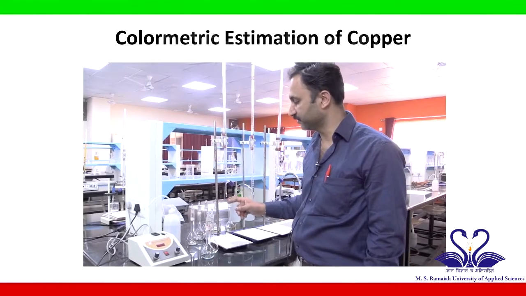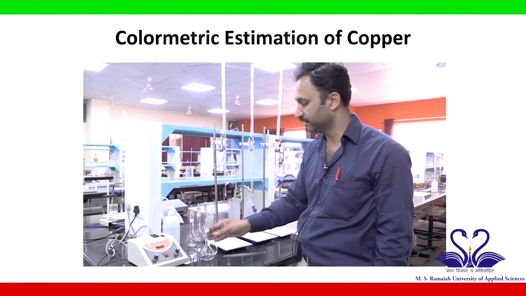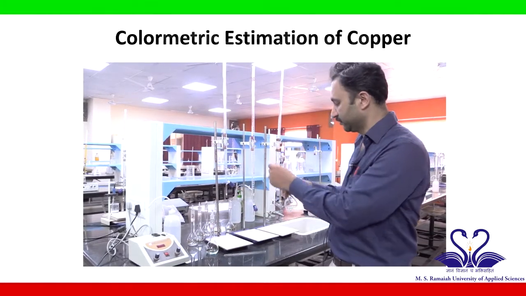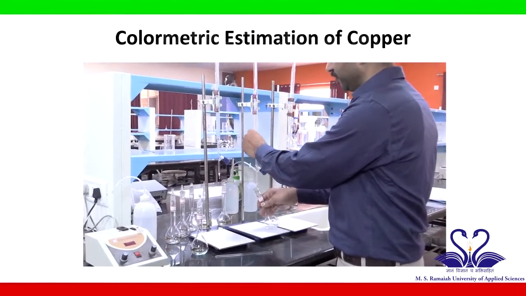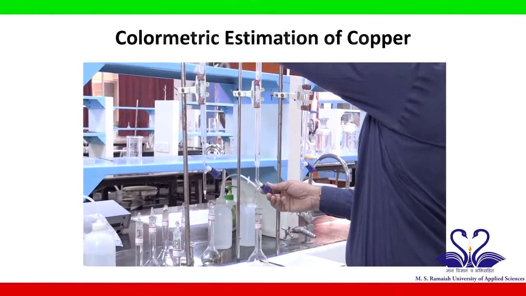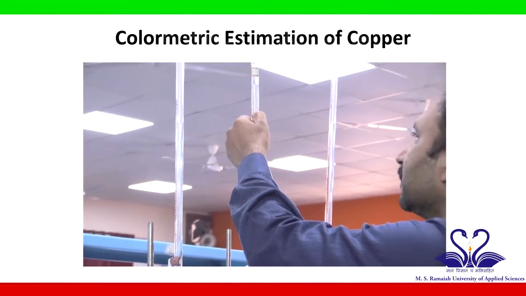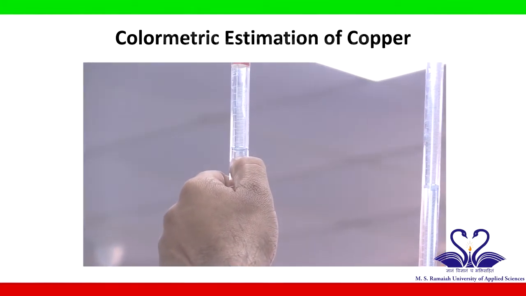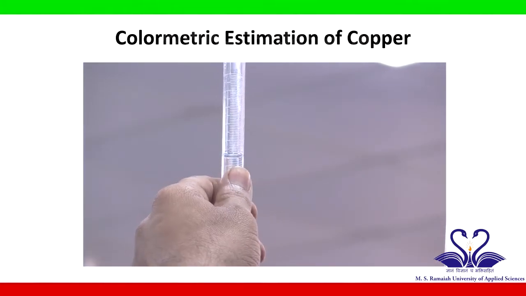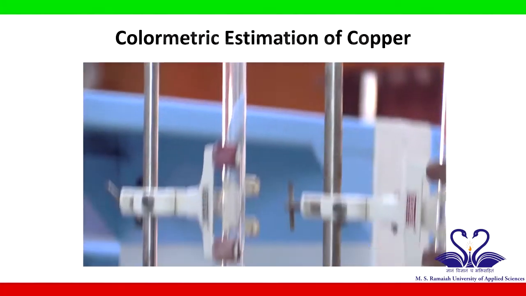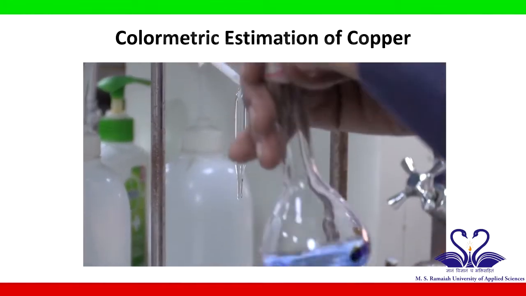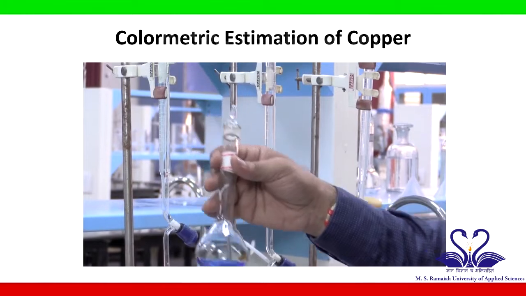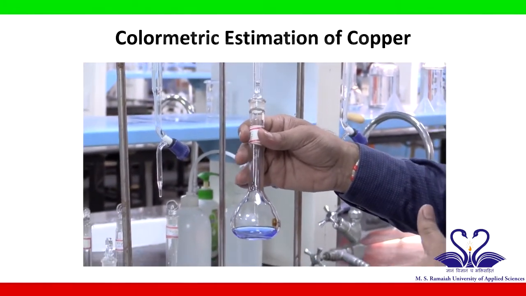Now to all the standard flasks, whatever you have taken copper sulfate to, all the flasks except the test solution, which will be given by your teacher, to all the flasks you have to add 5 ml of ammonia. So we are going to add 5 ml of ammonia. Okay. So one thing we can observe, as soon as you add the ammonia, the intensity of the color has increased. So why is it increasing? This is because it is forming a cuprammonium complex.